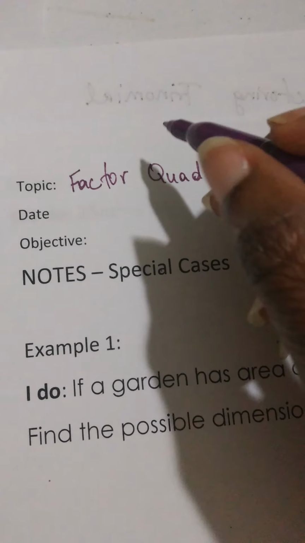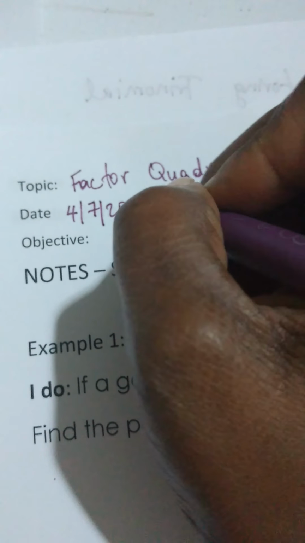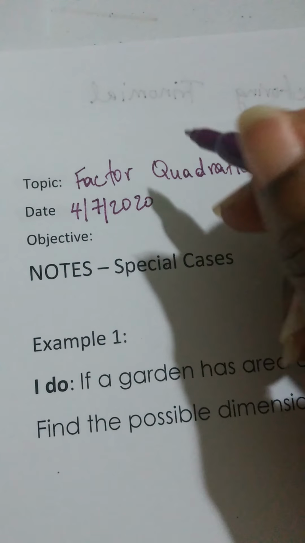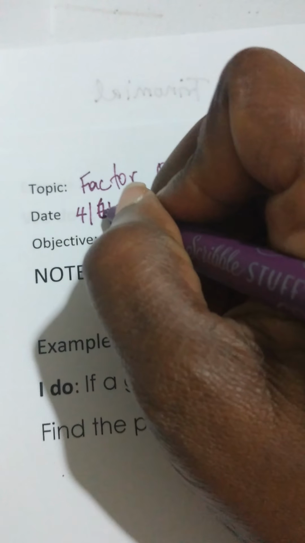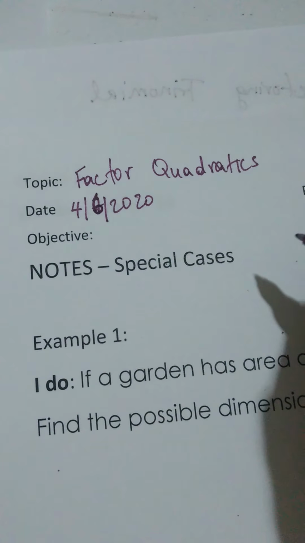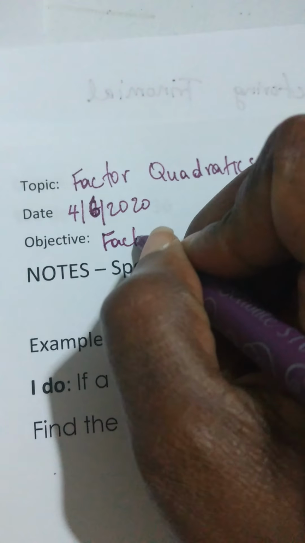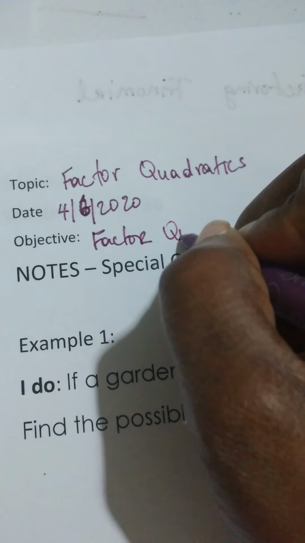All right, today's date is 2020, right? It's Monday. I think I have the wrong date. It's actually the 6th. I'm sorry. The objective is for us to be able to factor quadratics.